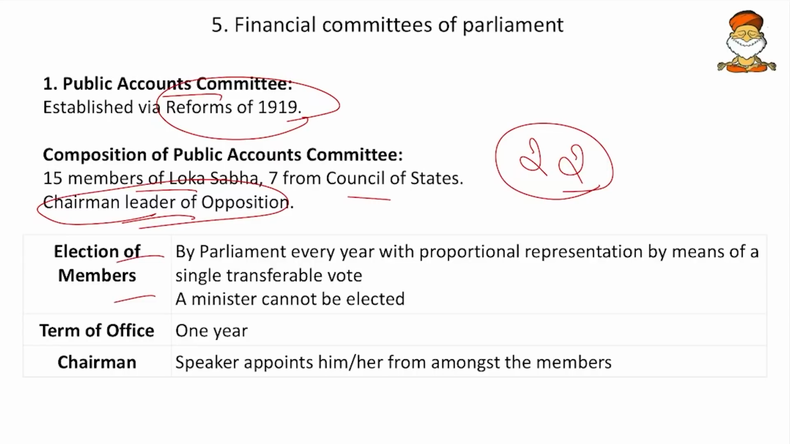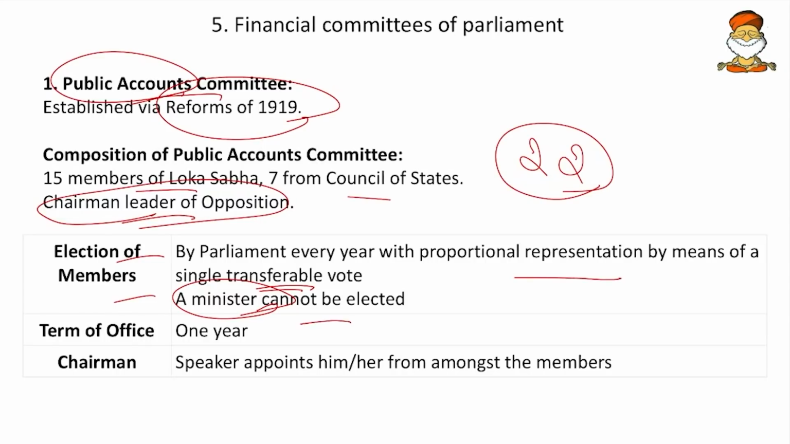As for the election of members, they are elected by Parliament every year with proportional representation by means of the single transferable vote. Just like the election of Rajya Sabha members, or the election of the President, here also the members of the Public Accounts Committee are elected with proportional representation. A minister cannot be elected, because this committee looks into the CAG's report. This is completely an accounting committee, so ministers cannot hold themselves accountable.